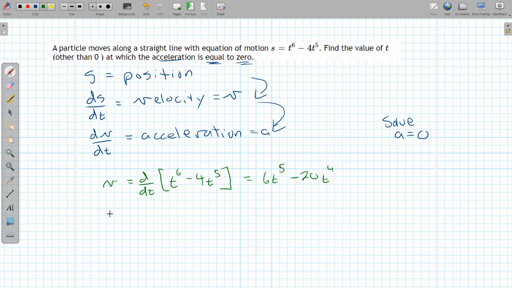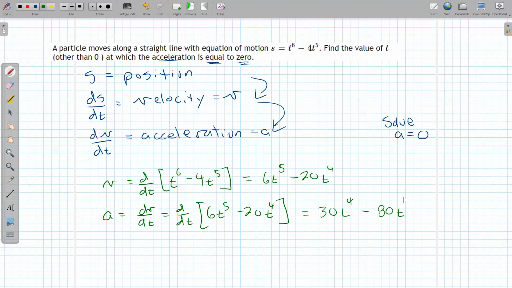And then the next step to get acceleration, I want to take the derivative of the velocity function. So it is dv/dt, the derivative with respect to t of 6t to the 5th minus 20t to the 4th. All right, so 5 times 6 is 30, drop the power to 4. 4 times 20 is 80, drop the power to 3. So this is my acceleration function.